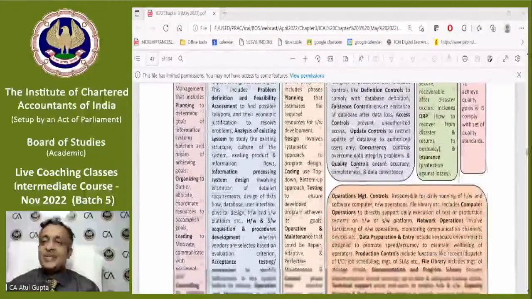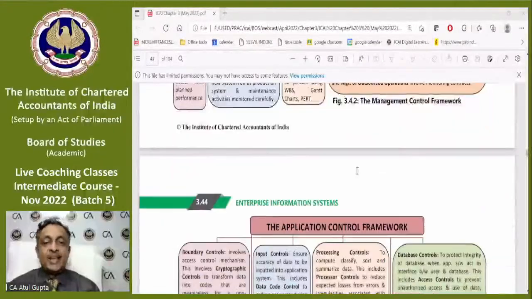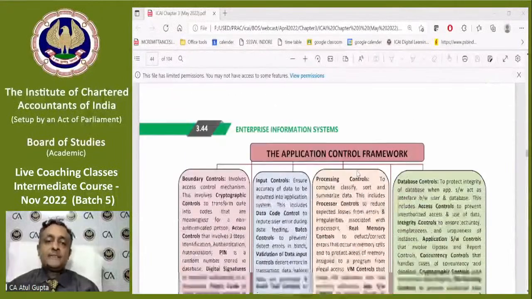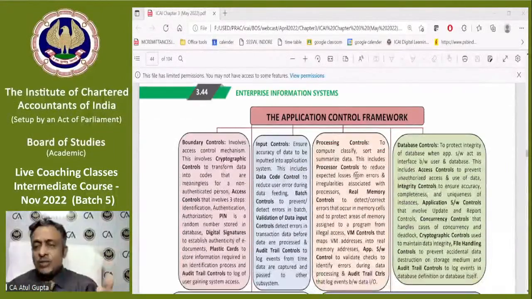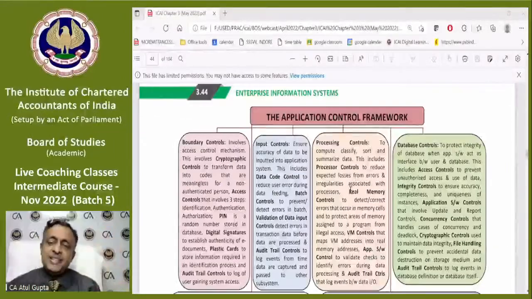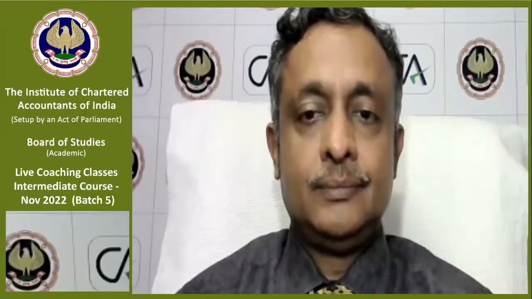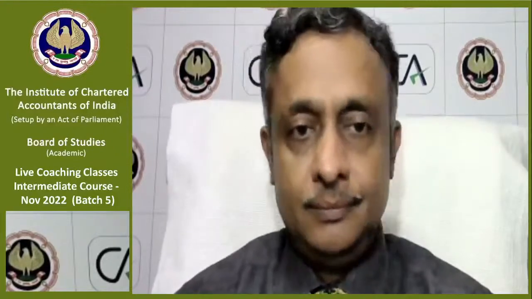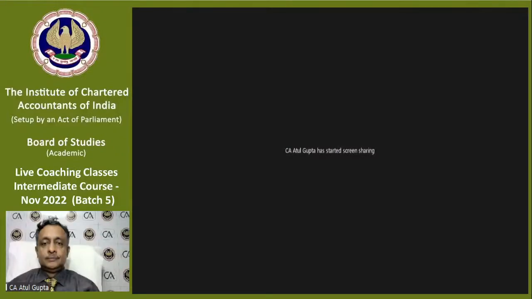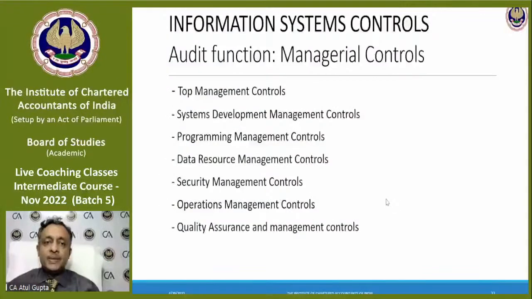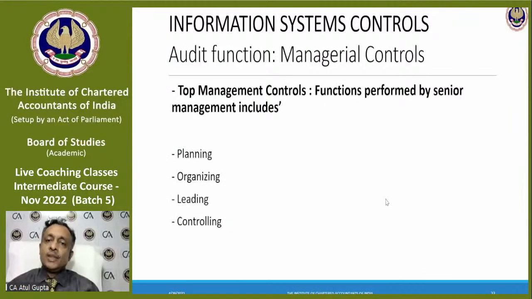Okay, so let us go ahead. The next one, application control framework. I'll just go to the slide for a brief of this, and then we'll come back to the module. So we have talked about the management control framework. Now we have gone through just a fast revision.